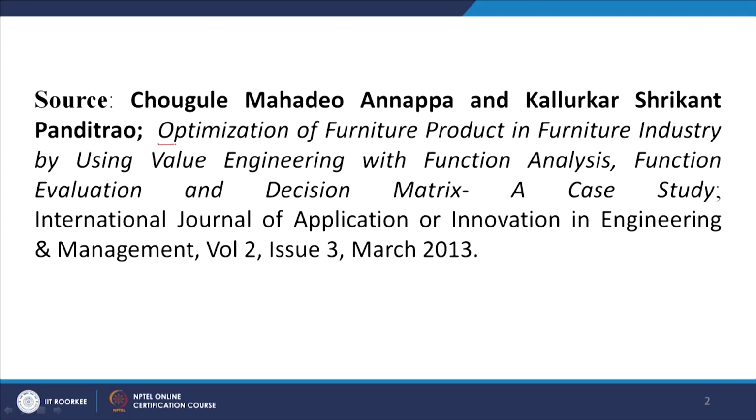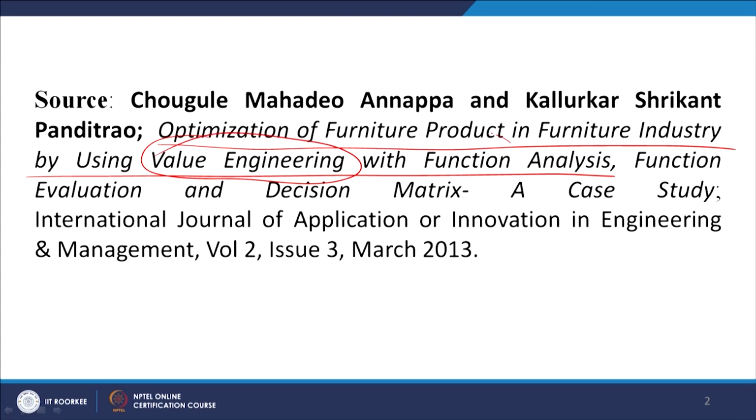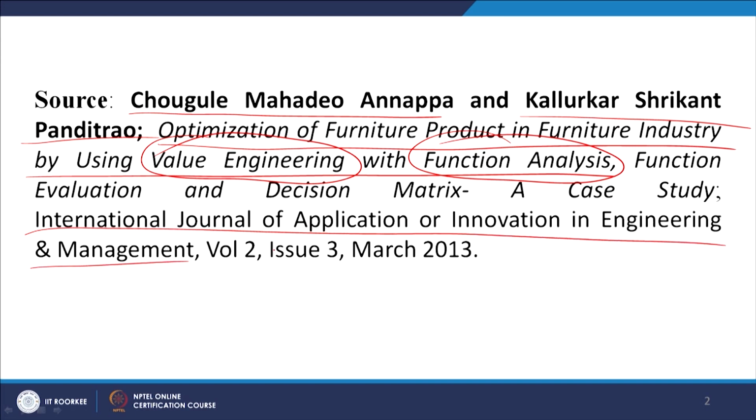Now, this case study we have taken from an article. The title of the article is Optimization of Furniture Product in Furniture Industry by Using Value Engineering with Function Analysis. So, again in the title only we have the term value engineering and the term function analysis, and the authors of this article are Chogule Mahadev Annappa and Kalurkar Shrikant Pandit Rao. This article has been published in the International Journal of Application or Innovation in Engineering and Management.